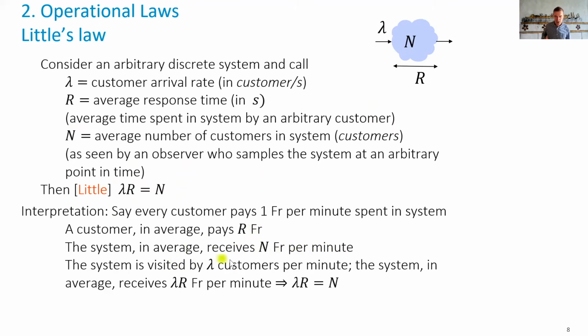Now the system is visited by lambda customers per minute. So the money that comes into my pocket as an operator of the system is the number of customers multiplied by how much time each of them pays. So I will receive lambda R francs per minute. I know that I receive also N francs per minute, so lambda R is equal to N, another way of seeing it.